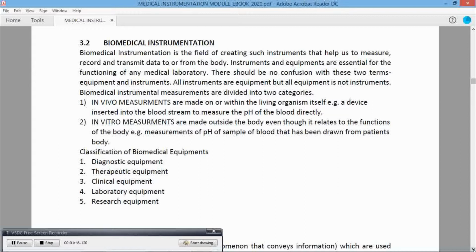There should be no confusion with these two terms, equipment and instrument. All instruments are equipment, but not all equipment is an instrument. We'll look at a few examples later on.